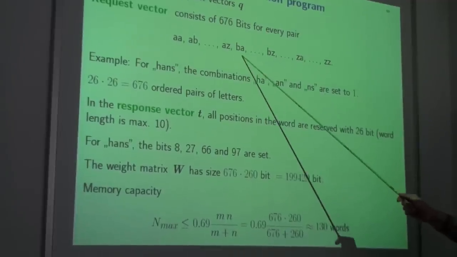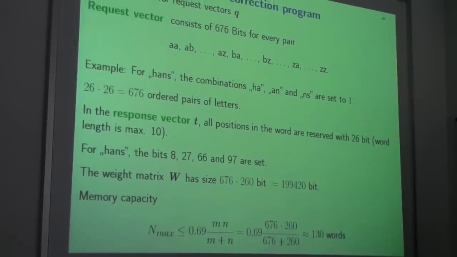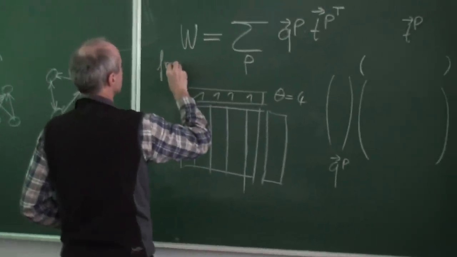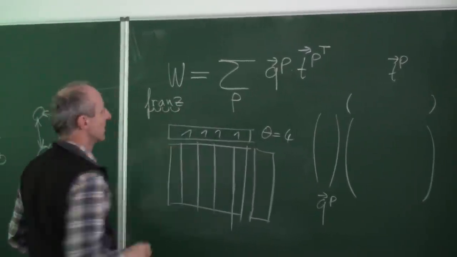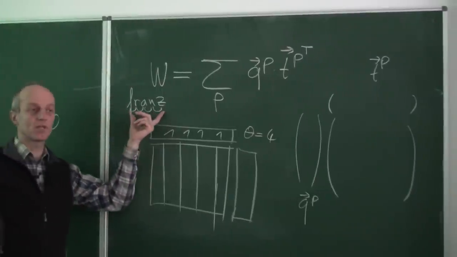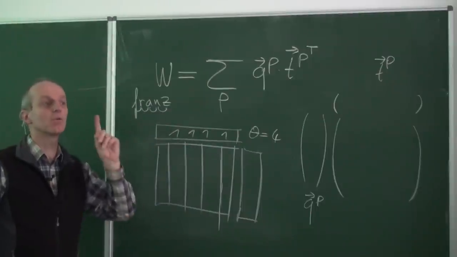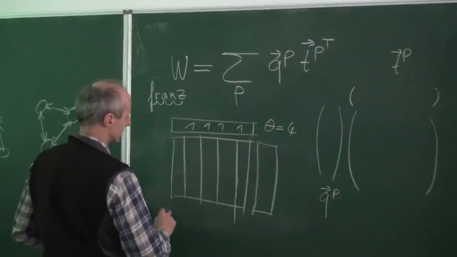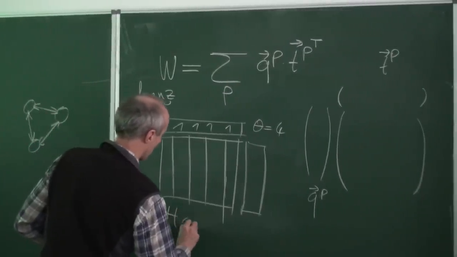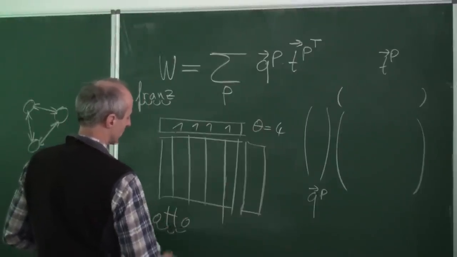But in the input, we just encode which pairs in the word do occur. So for the input word Franz, we have this pair, this, and this. This is a word of length 5, so we have at most 4 one-bits. For example, if we use the word Otto, then we have this pair and this. Yes, we have 3.